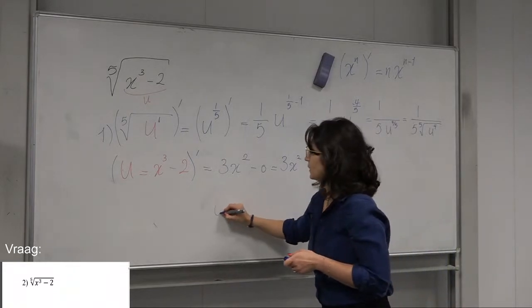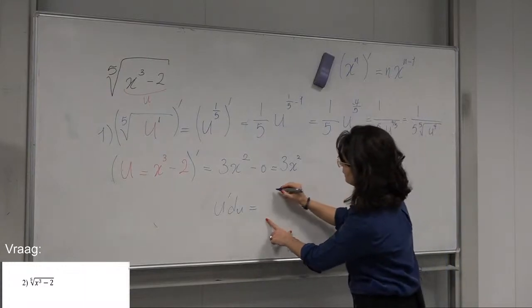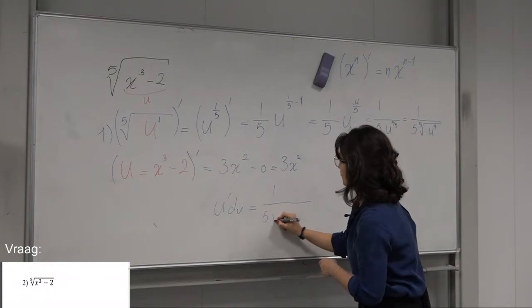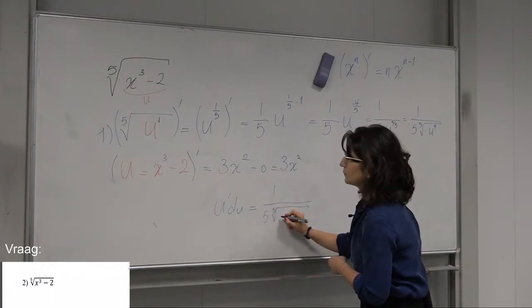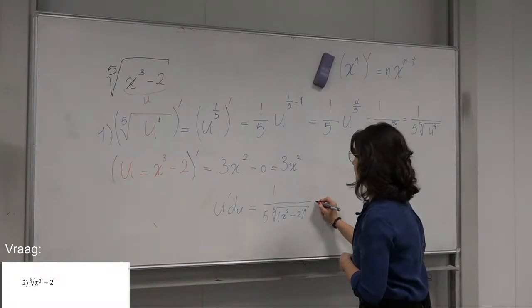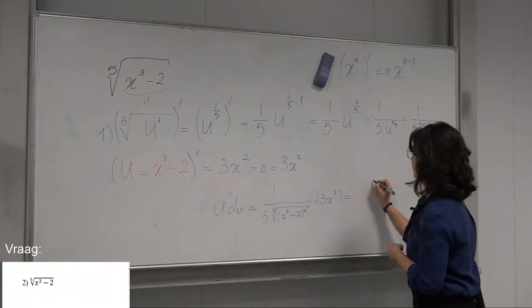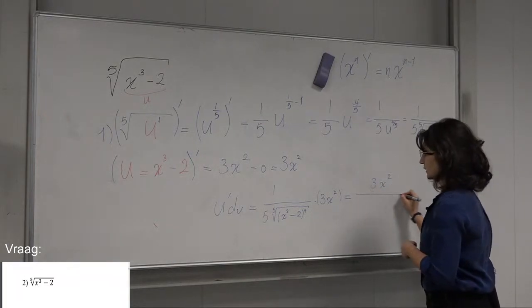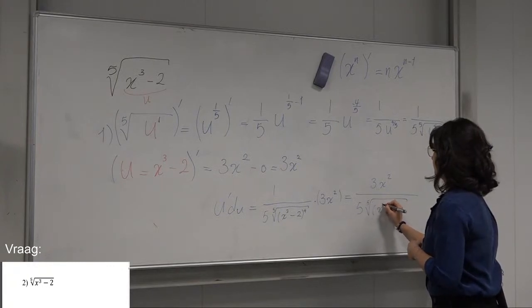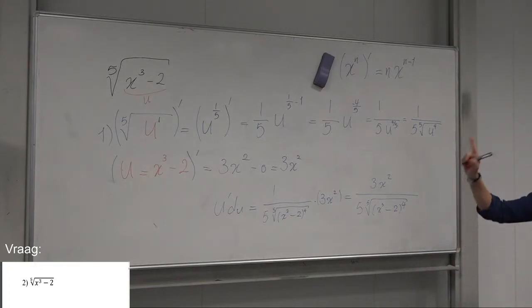So I have u prime du, which is equal to the derivative of this one, which we had calculated already. And then now I replace u. So I have 5 times the 5th root of x cubed minus 2 to the 4, multiplied by this 3x squared, which is equal to 3x squared divided by 5 times the 5th root of (x cubed minus 2) to the 4. Okay, that's the end. This is the derivative of that function.